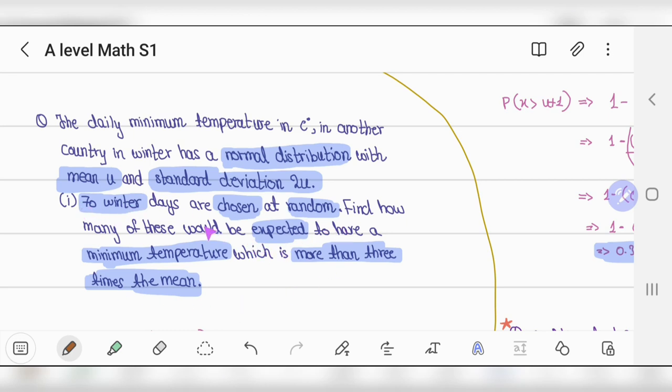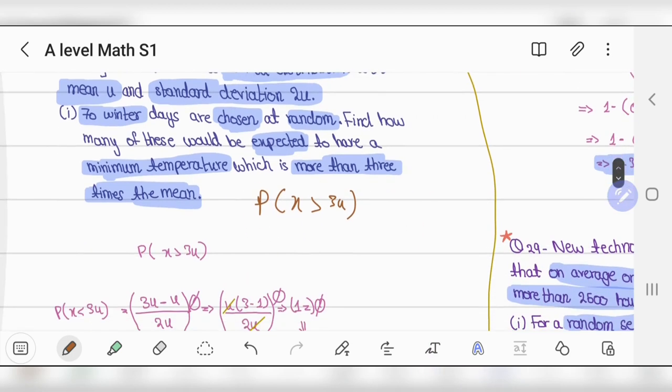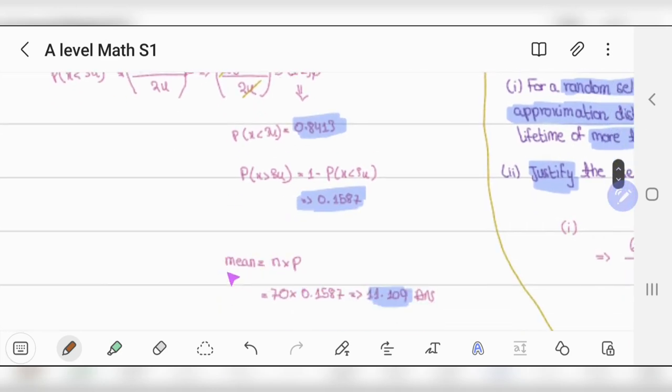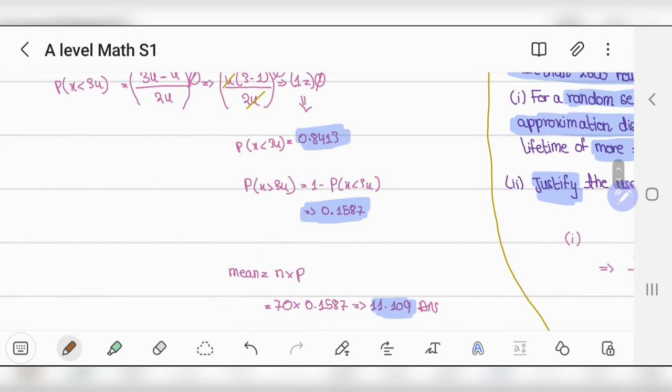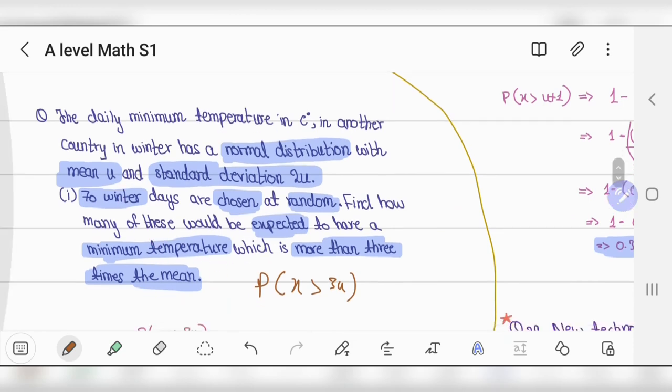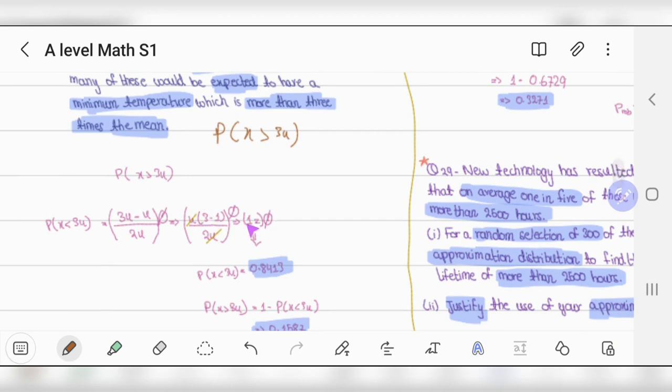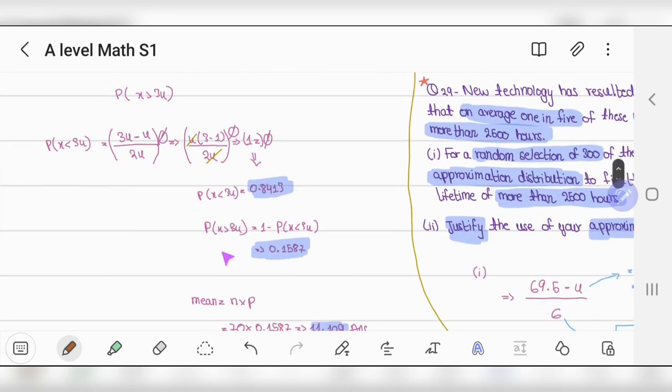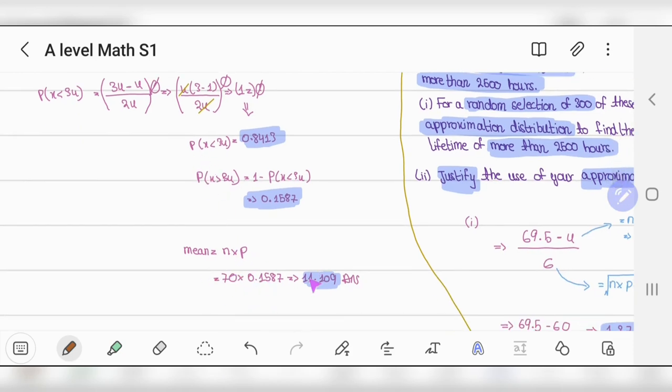This is definitely like a binomial distribution. Find the probability of a temperature more than 3 times the mean, 3u. So you get 3u minus u upon the standard deviation, and you get the z-score. After finding the z-score, you do 1 minus that, and you get this probability. This is the probability of success, and you multiply it by 70. So this is the expected number. Even though this is the formula used in binomial, you can say this is more like an approximation to binomial. It's really simple though: convert into probability, then 1 minus this, and that is the probability of success, then multiply it by this, and you get the answer.